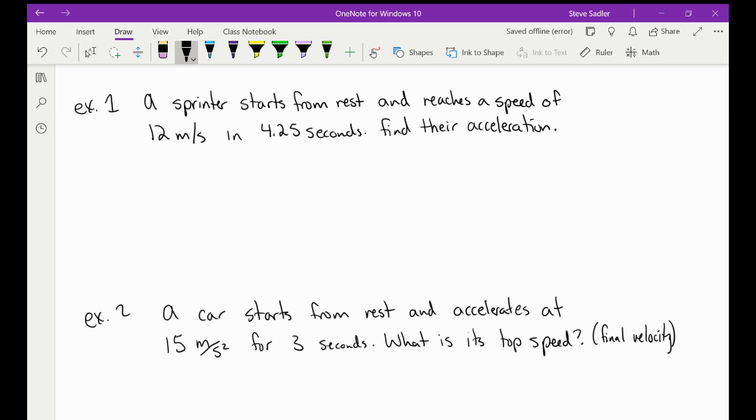So let's write down what we know. A sprinter starts from rest. This is a word you're going to see lots in physics. Starting from rest, what does that mean? That means you're not moving, right? You're starting and you're not moving. So that means the initial velocity is 0 meters per second.